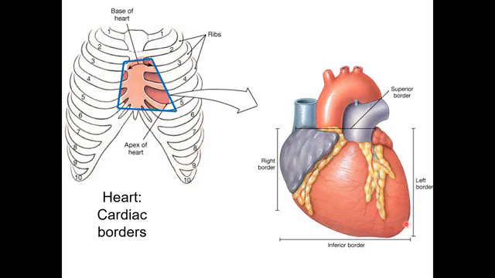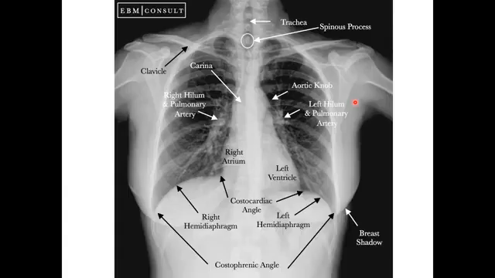This left border is formed by 3 main structures. Most of it is formed by the left ventricle, which is bulging, then a small part of the left atrium called the left auricle. This area that resembles an ear flap of the atrium we call the auricle. Left auricle, and then we have the great arteries, pulmonary trunk and aorta.